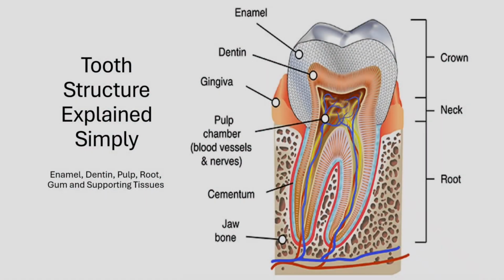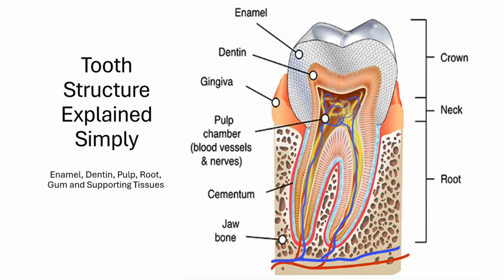Our first topic, which is very basic but very important, is the structure of the tooth. At a glance, a tooth may look like a small white object in the mouth, but scientifically, a tooth is a highly organized structure made of different tissues, each with a specific job. Let us understand it in a simple way.